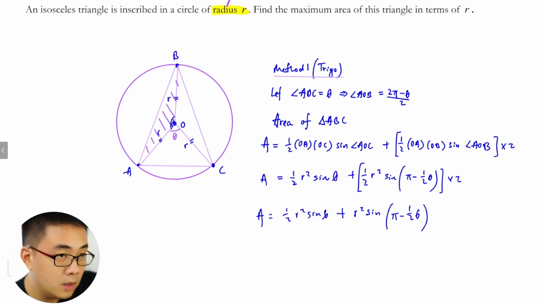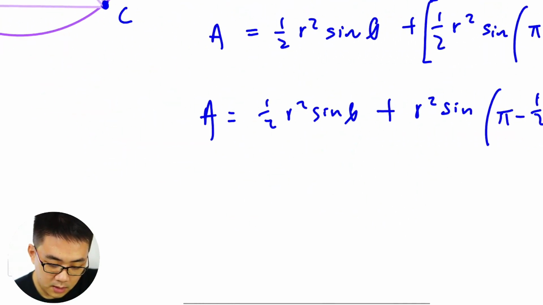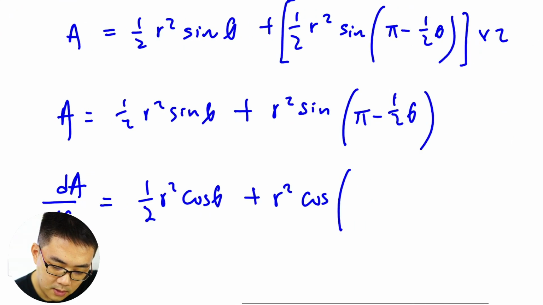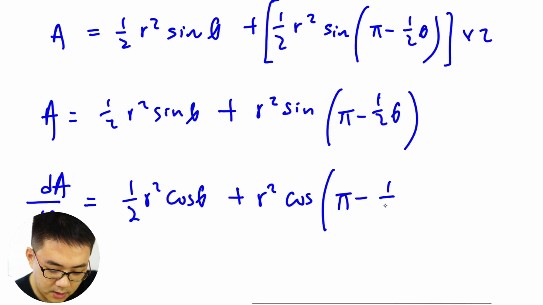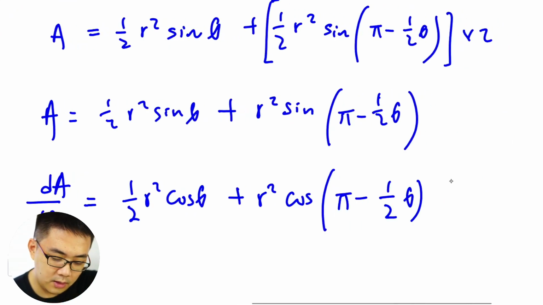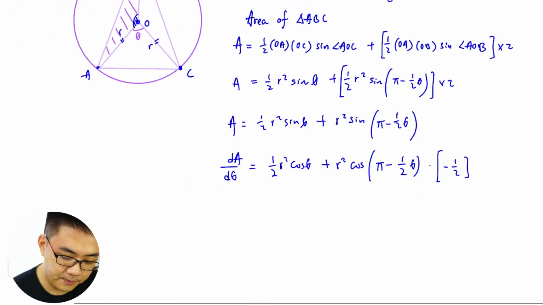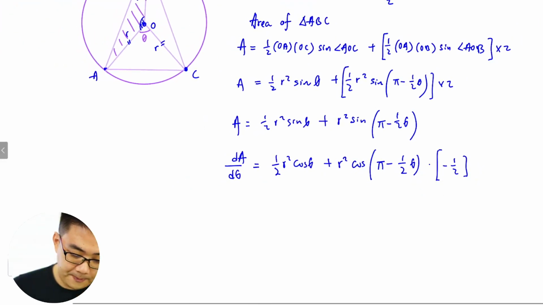Essentially, r is a constant, theta is the variable, so dA/dθ will just be half r squared cosine theta plus r squared cosine (pi minus half theta) times a half, with a minus sign. Remember that you just need to find this.